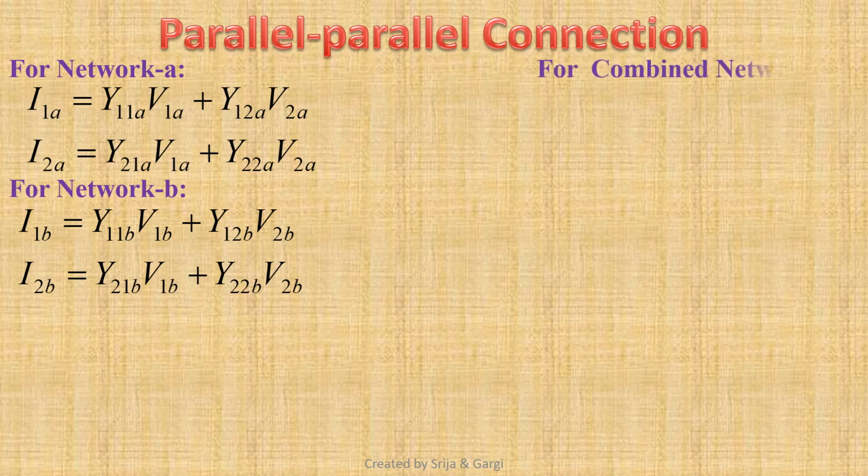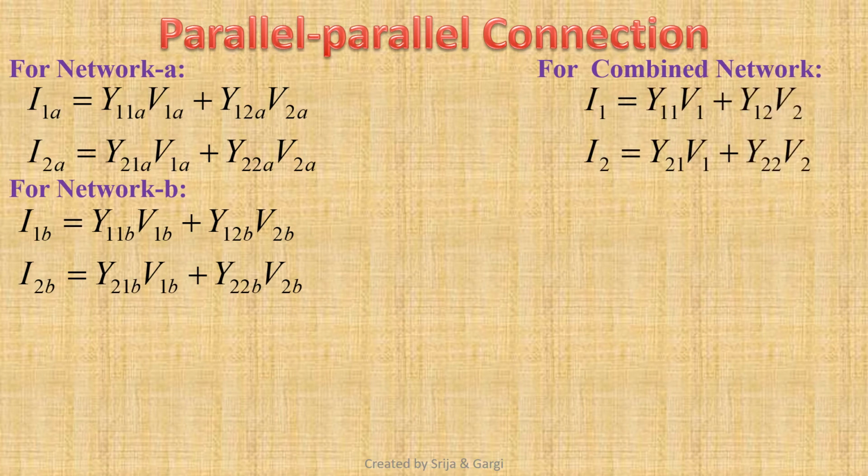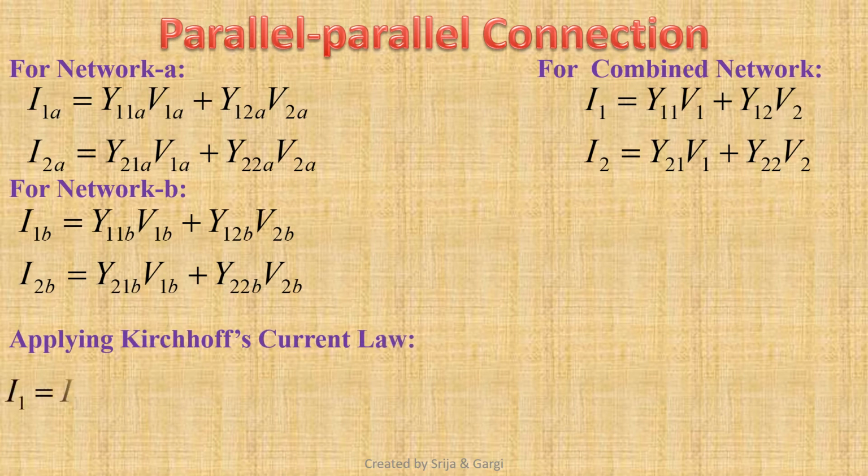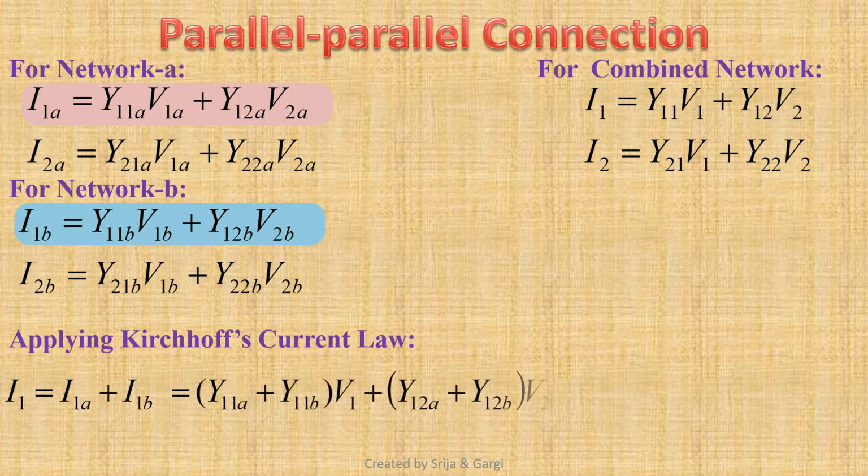For the combined network, we can write I1 equals Y11 V1 plus Y12 V2, and I2 equals Y21 V1 plus Y22 V2. As the input ports are parallelly connected, applying Kirchhoff's current law, we can write I1 equals I1A plus I1B. Using the expressions of I1A and I1B, we get (Y11A plus Y11B) times V1 plus (Y12A plus Y12B) times V2.